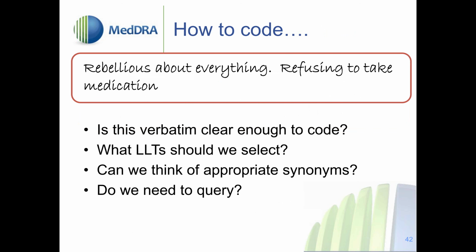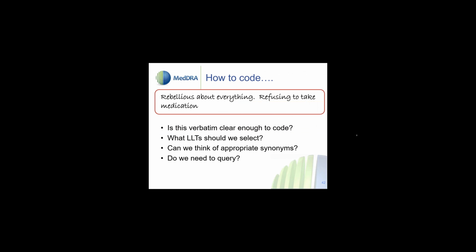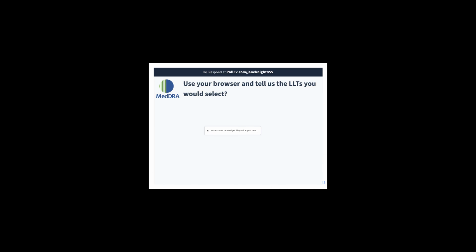I will now make myself presenter again. Here I am. In this example, we are told that the patient was rebellious about everything and refusing to take the medication. Again, we first have to decide whether this verbatim is clear enough to code or if we need to query. And if we find that it's clear enough, then if we do not find a term for being rebellious, what would be the synonyms that we could use? What would be the best approximation we could find? So what LLTs would you select for this verbatim, rebellious about everything? For the rebellious attitude, what would you select?